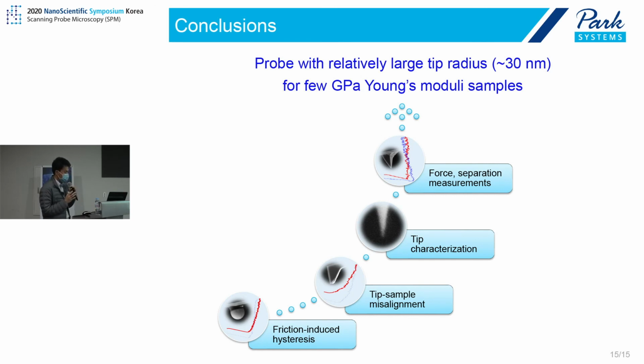So in conclusion, the effect of friction should be minimized or avoided as much as possible for more accurate measurement of the mechanical properties from the force separation curve. And although the Young's modulus determined from the spherical tip and the conical tip with the rounded apex agree with each other, a probe with a relatively large radius around 30 nanometers is recommended for samples with Young's moduli of a few gigapascals, considering the uncertainty that can be due to the friction, tip characterization, or the force and separation measurement.